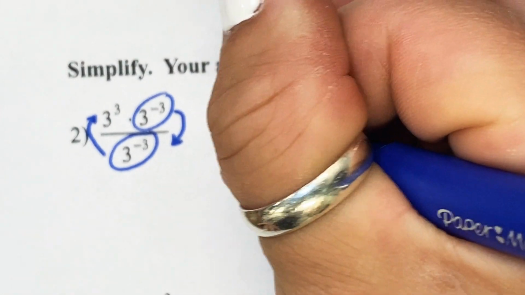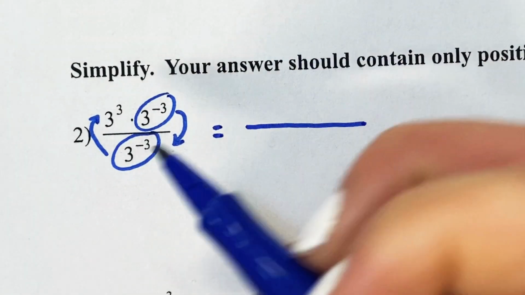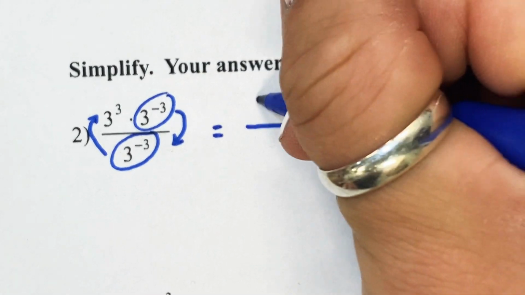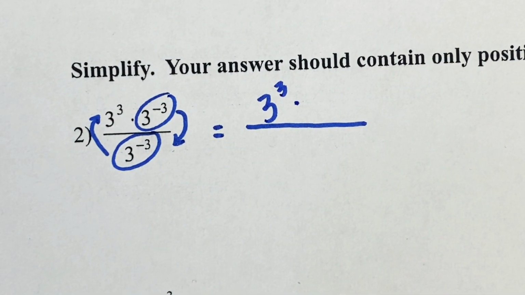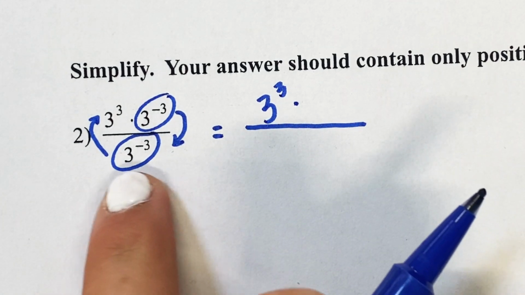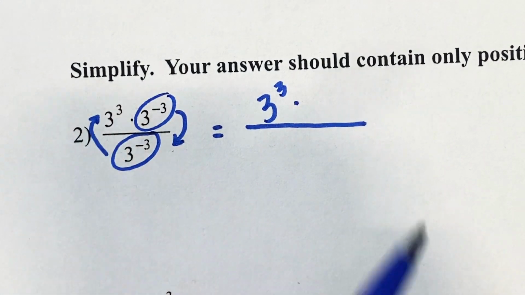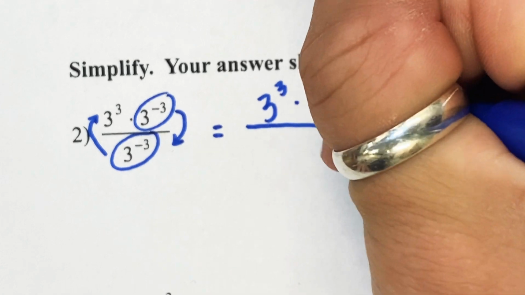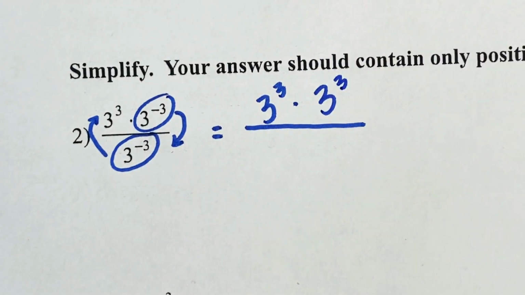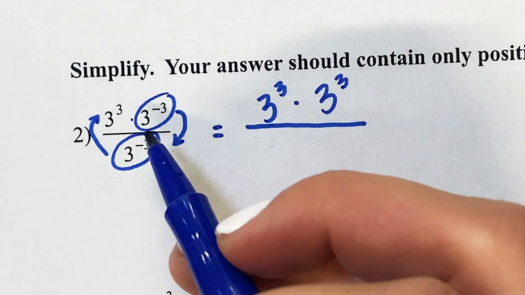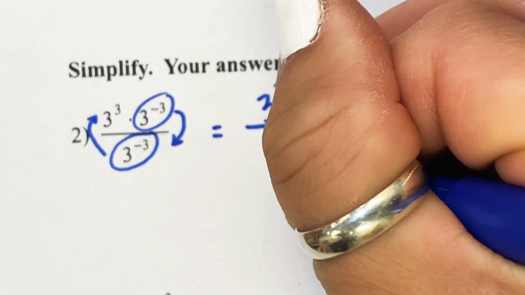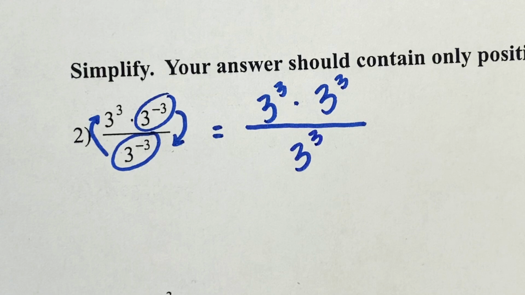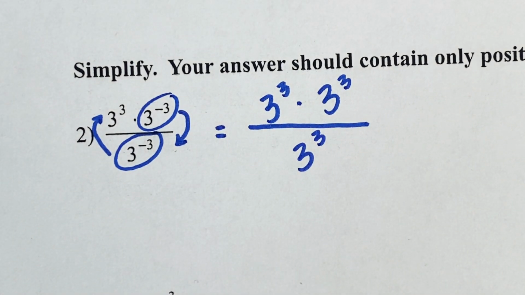So let's rewrite it. On top, I already had that 3 cubed, or 3 to the positive 3. Now that one on bottom moved to the top, and now it is positive. So now it's 3 to the positive 3. Same thing right here. That 3 to the negative 3 on top moved to the bottom, and it also became positive. So again, 3 to the positive 3.